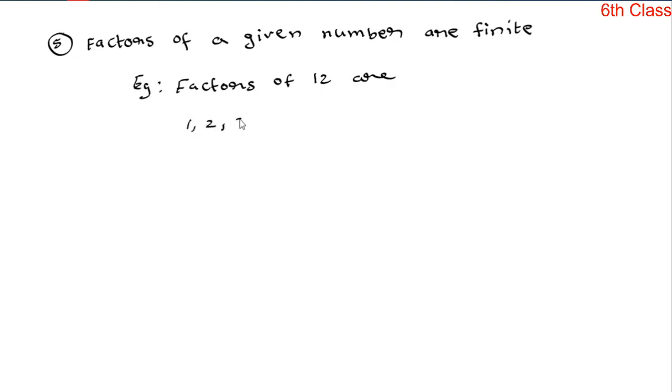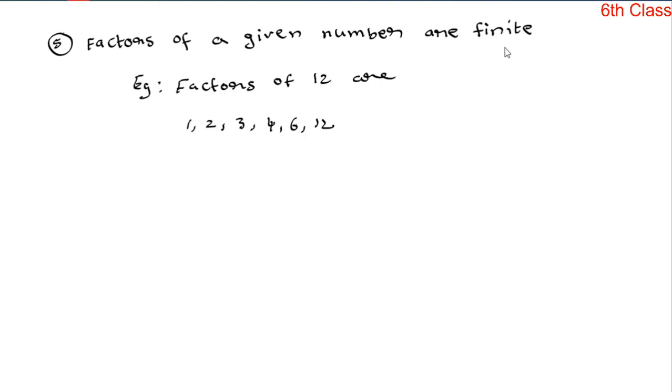1, 2, 3, 4, 6 and 12. These are the factors of 12. Already we know that 1, 2, 3, 4, 6 and 12 are the factors of 12. How many factors does 12 have? 1, 2, 3, 4, 5, 6. Here 12 has 6 factors.